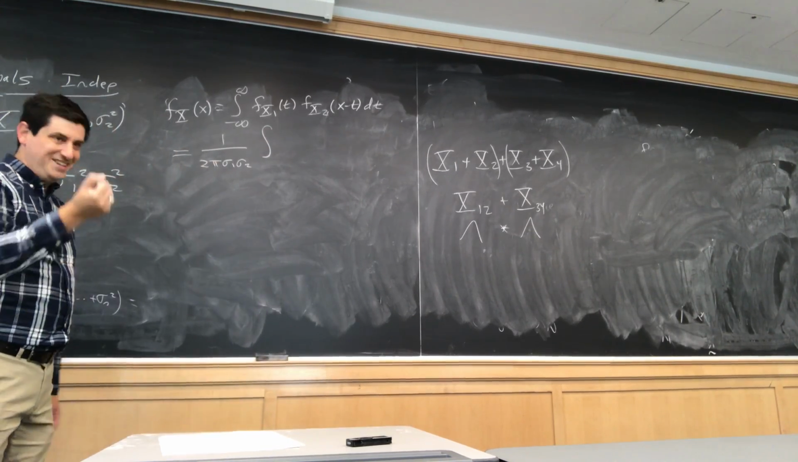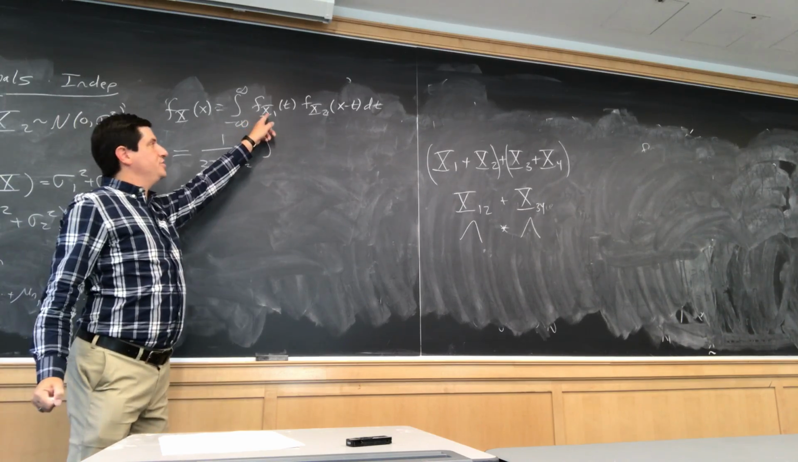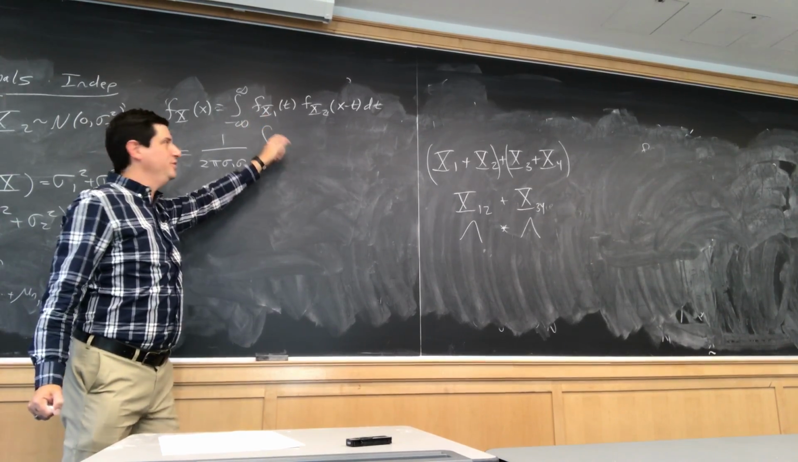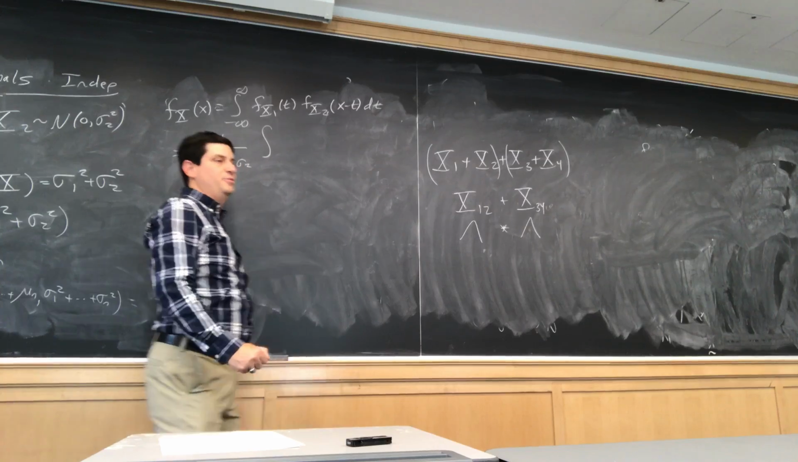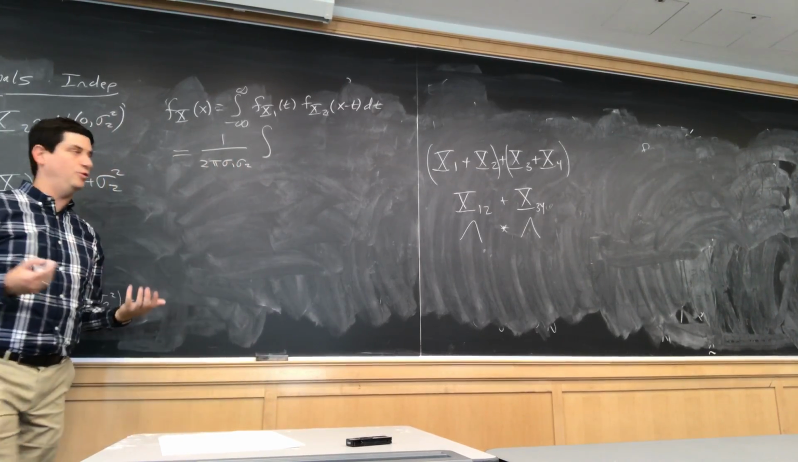Negative infinity to infinity. This one is just a Gaussian that can take any value for input. This is also a Gaussian, can take any value for input. So for this one, it's actually easier than the uniform.